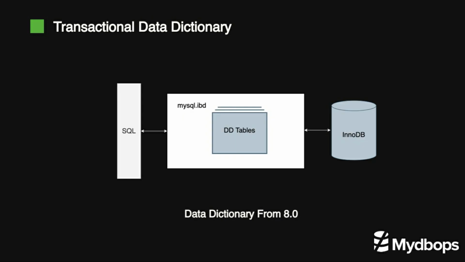The complete data dictionary has been transformed to the InnoDB storage engine. It is called the data dictionary storage engine. There will be a single tablespace named mysql.ibd, which hosts all the data dictionary information. This makes the SQL optimizer's job simpler, and it is made to scale.